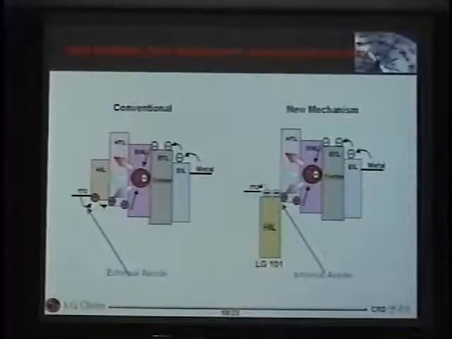So it means that in the previous case, the anode was located here. But if we use this injection mechanism, the anode side is not here anymore. The anode side is located at the two-dimensional space between the HIL and HTL. So there, you don't need to worry about the metal oxide and organic interfaces anymore. So by using this mechanism, you can lower the driving voltage.